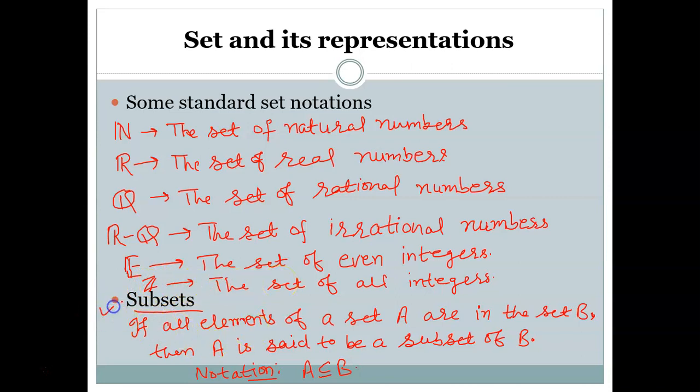Now the next concept is the subset. If all elements of a set A are in the set B, then A is said to be a subset of B, and the notation is like this: if A is a subset of B, then we write this notation, meaning A is either contained in B or it may be equal to B.